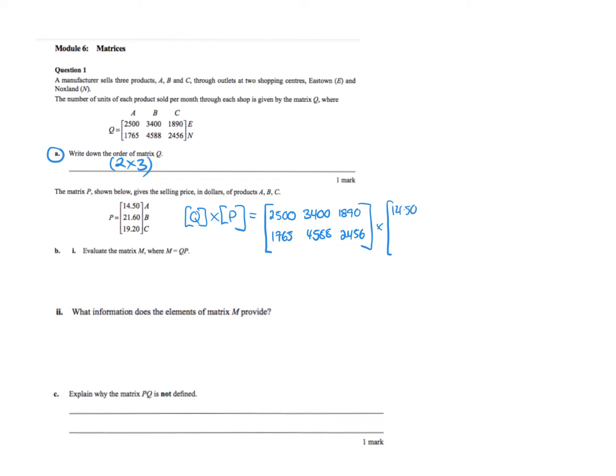So we're going to practice what we've learnt so far. If underneath I put the order of Q, which you told me was 2 by 3, what's the order of P? 3 by 1. Good. So when they're calling our answer M, what type of order will it be? 2 by 1. Good, awesome.